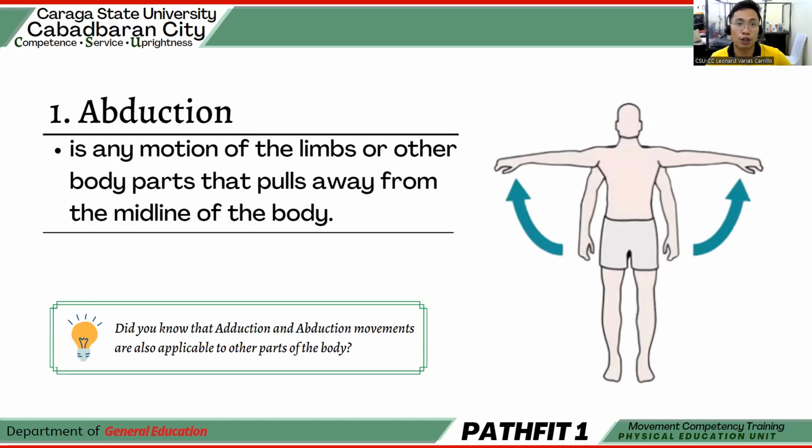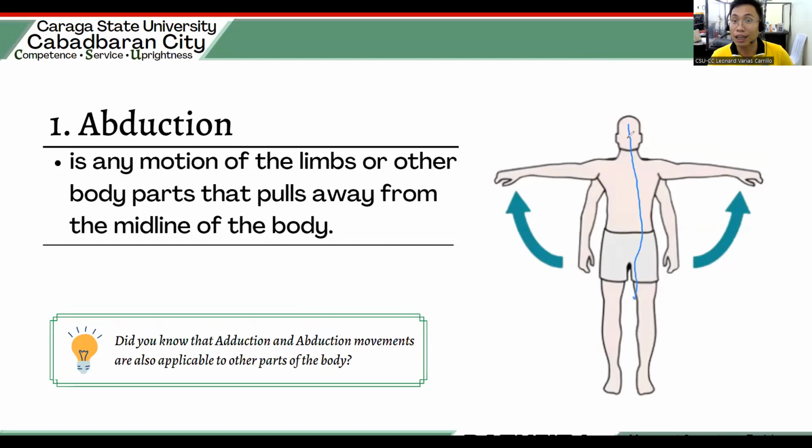First is abduction. What is abduction? It is any motion of the limbs or other body parts that pulls away. Imagine pulls away. So away from the midline of the body. So take for example me. This is my midline, right? This is my midline. So let me annotate. For example, this is your midline. So this is the midline, class. Sorry, the midline is crooked. Okay, this is the midline.